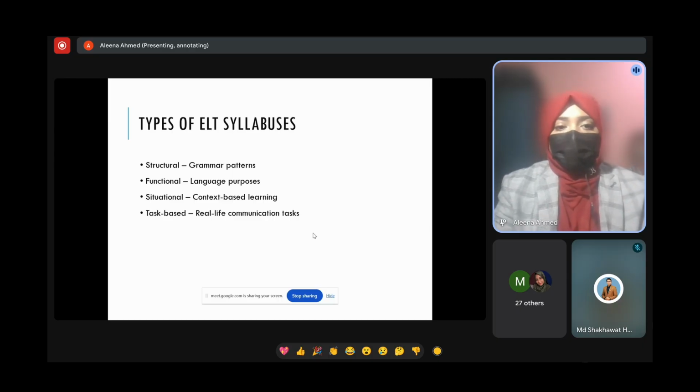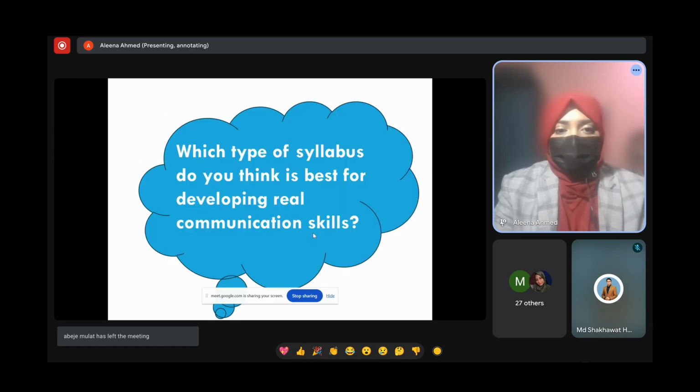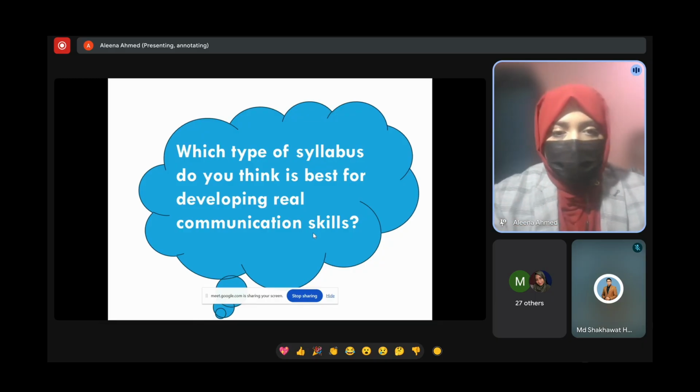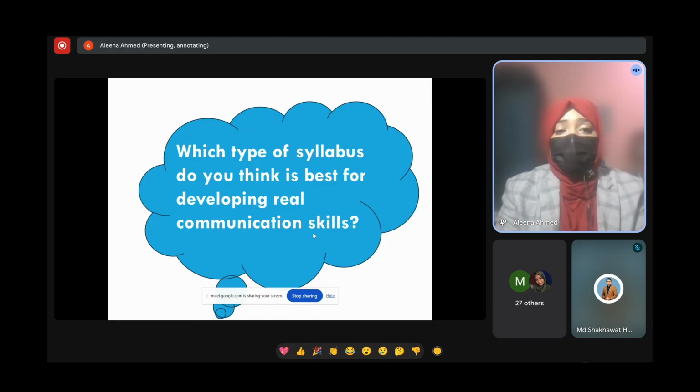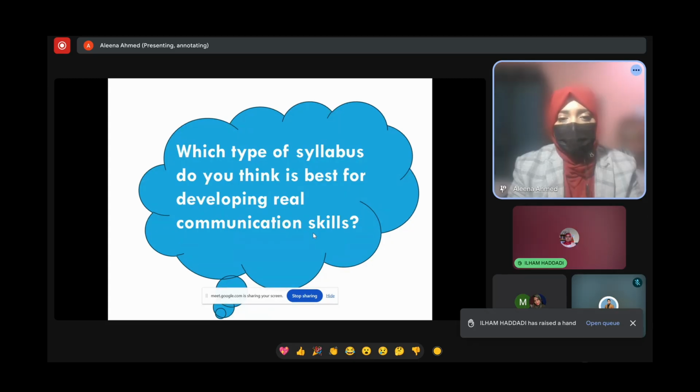Right, so we have done with the types of syllabuses, and again, a very short quiz, a quick quiz for you. Which type of syllabus do you think is best for developing real-life communication skills, and why? Yes, task-based helps students to integrate in real-life situations.